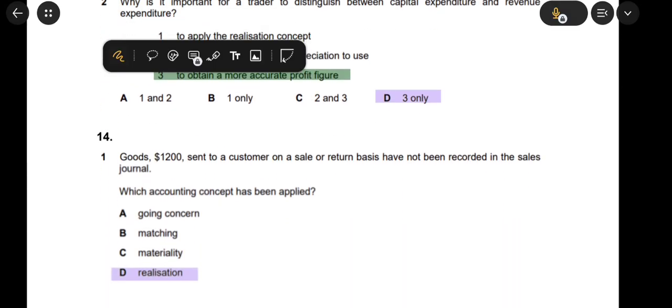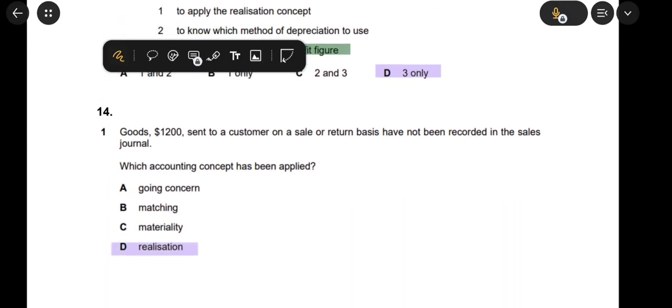Question 14. Goods on sale or return weren't recorded in sales. Which concept was applied? Correct answer, D. Realization. Explanation. No sale was recorded because ownership hadn't transferred. Realization delays revenue recognition until the sale is confirmed. This matches question 10's logic.